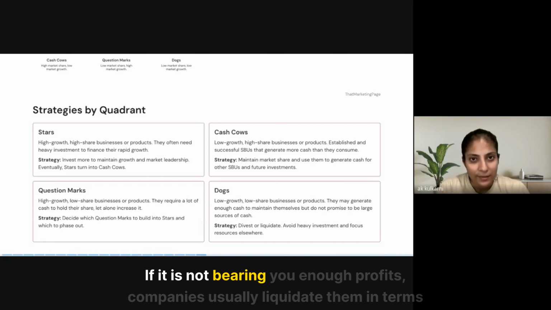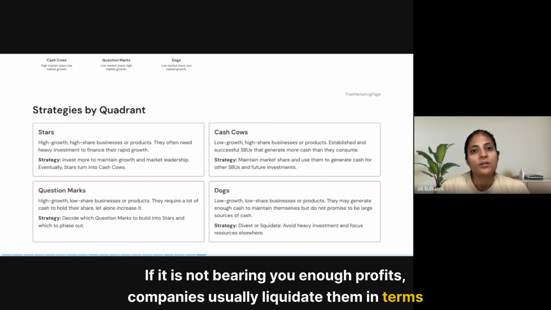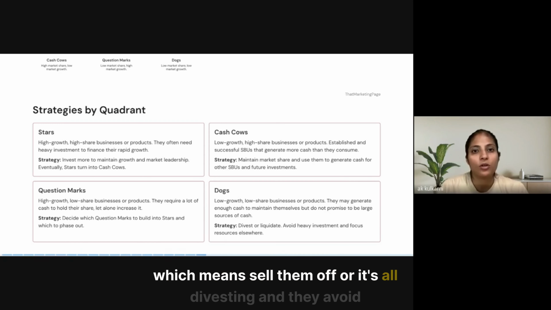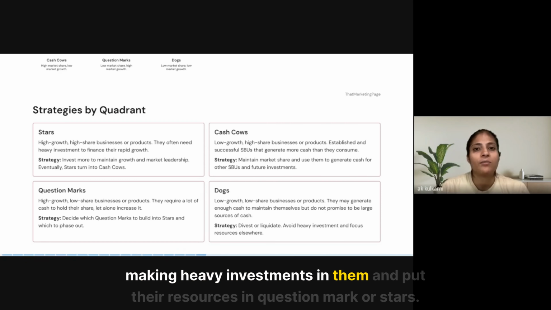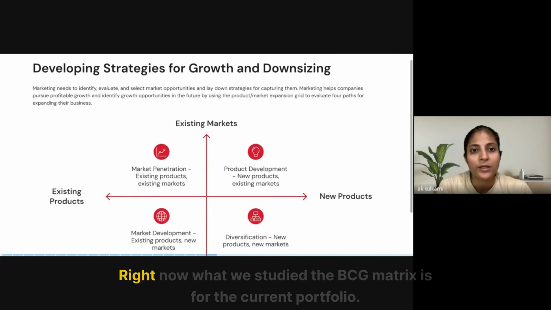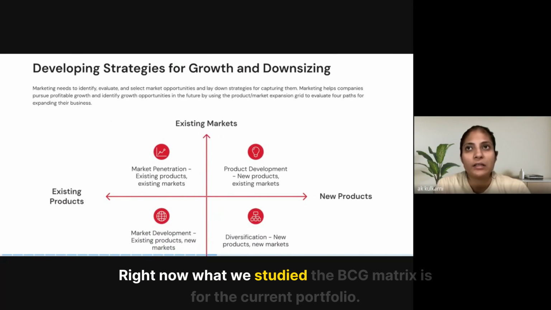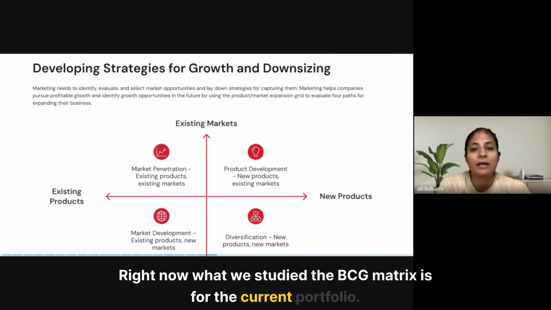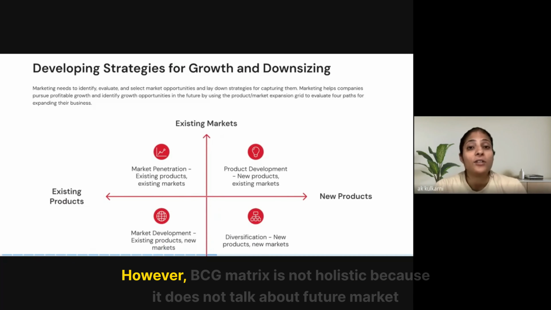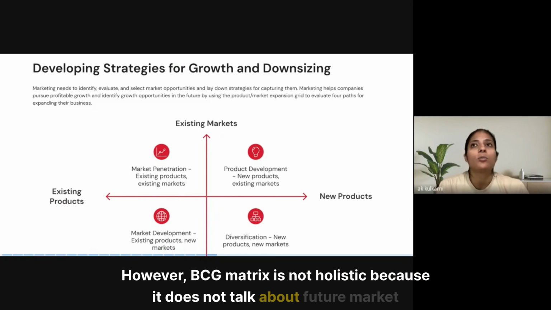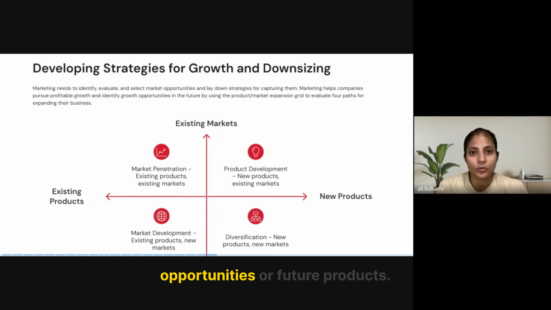If it is not bearing you enough profits, companies usually liquidate them, which means sell them off, or divest, and they avoid making heavy investments in them and put their resources in question marks or stars, right? Now, what we studied, the BCG matrix, is for the current portfolio. However, the BCG matrix is not holistic because it does not talk about future market opportunities or future products, correct?